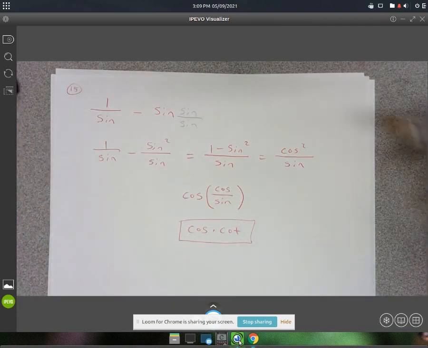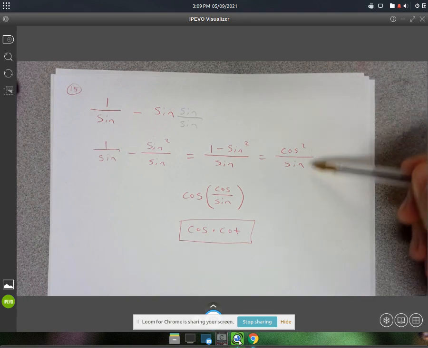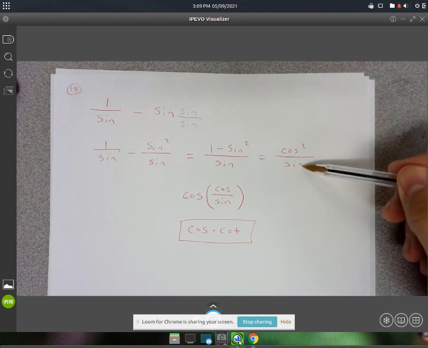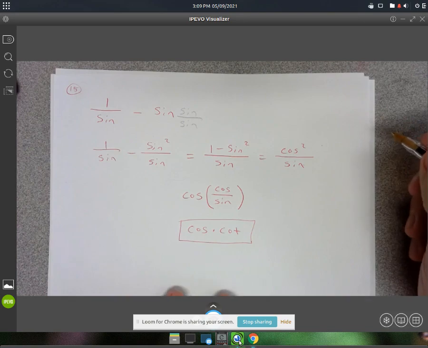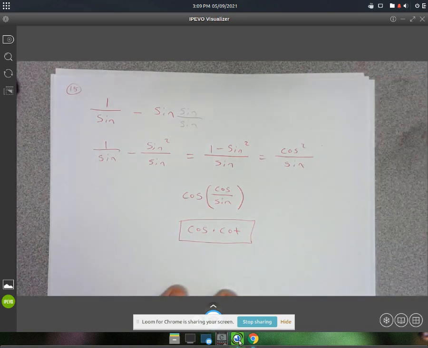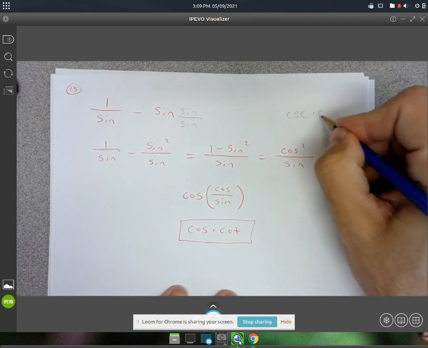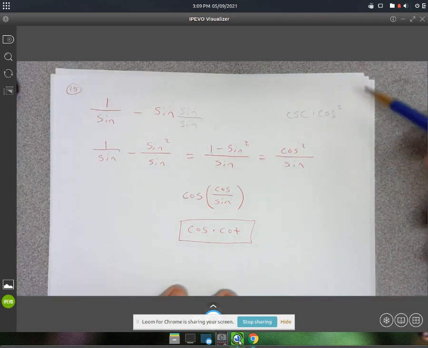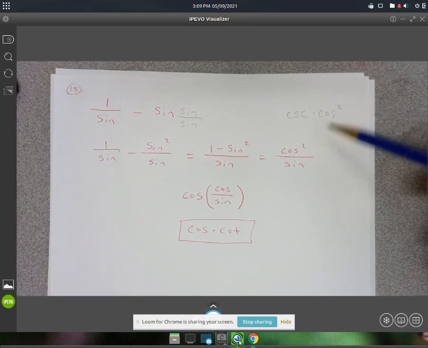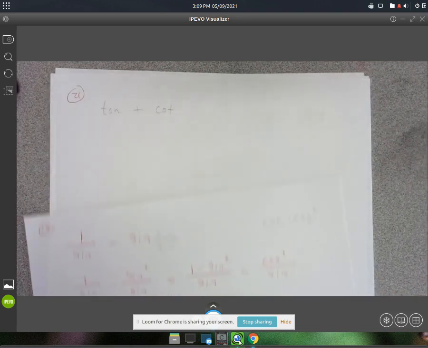It had me stuck because what I was doing was taking the sine and just moving it up to the top as a cosecant. So I was getting cosecant times cosine squared, which, I mean, technically they are the same thing. All three of these are, but this wasn't one of the matching options, right? So we had that one. And then 21, like I said, is going to be real similar.